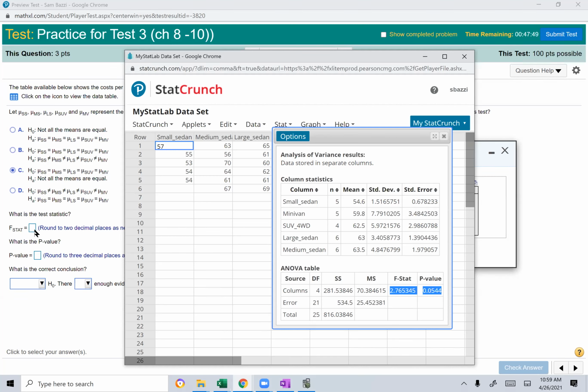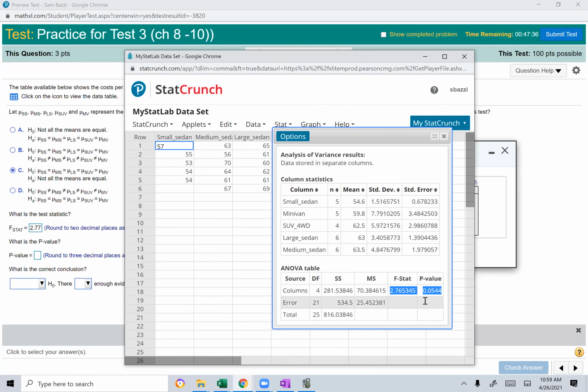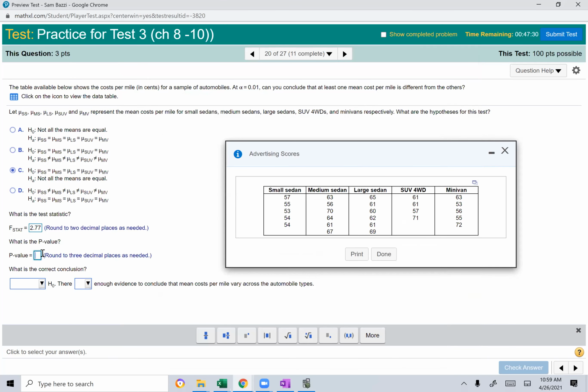So F, guys, will be 2 point, how many decimals? 2.77. And the p-value, if I just go back and show you, it is 0.0544. And what's alpha? 0.01. So the p-value is bigger than alpha. Fail to reject H0. There is not enough evidence to conclude that the mean cost per mile varies across the automobiles.